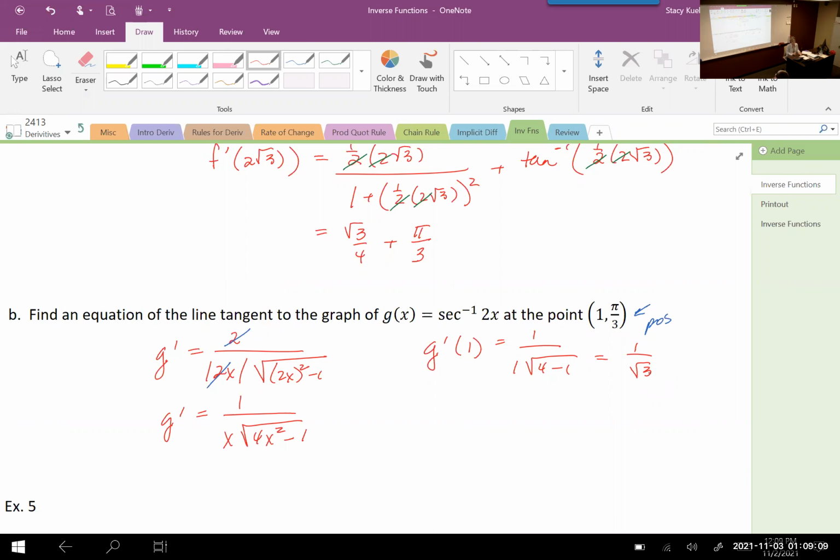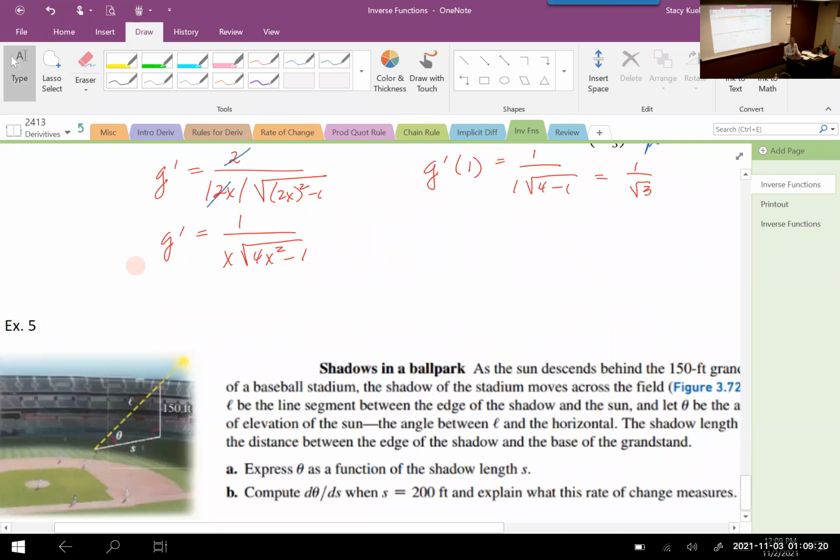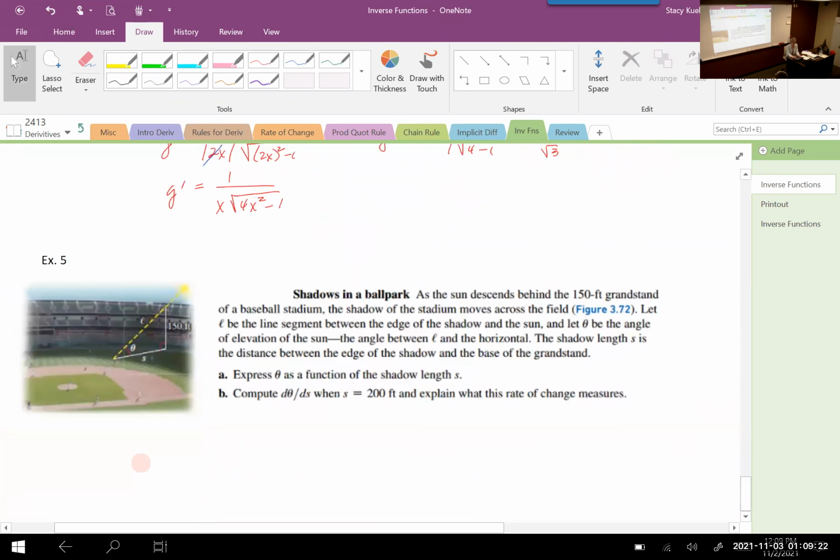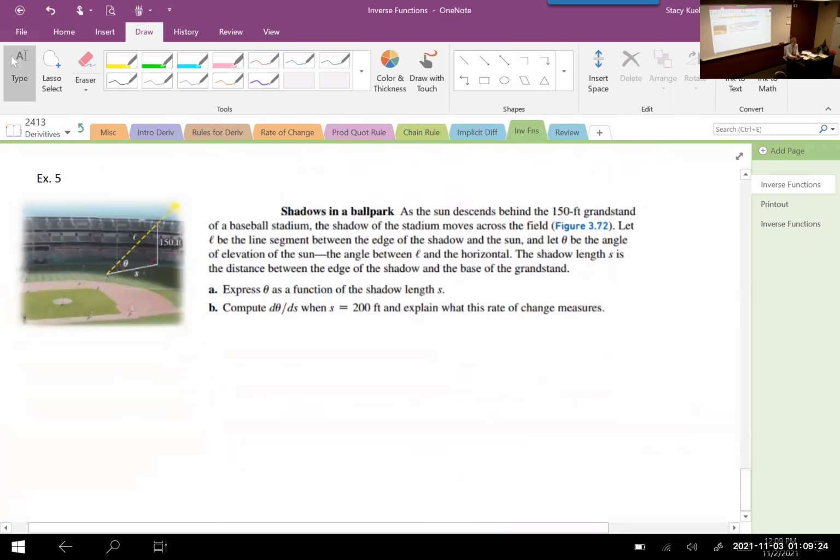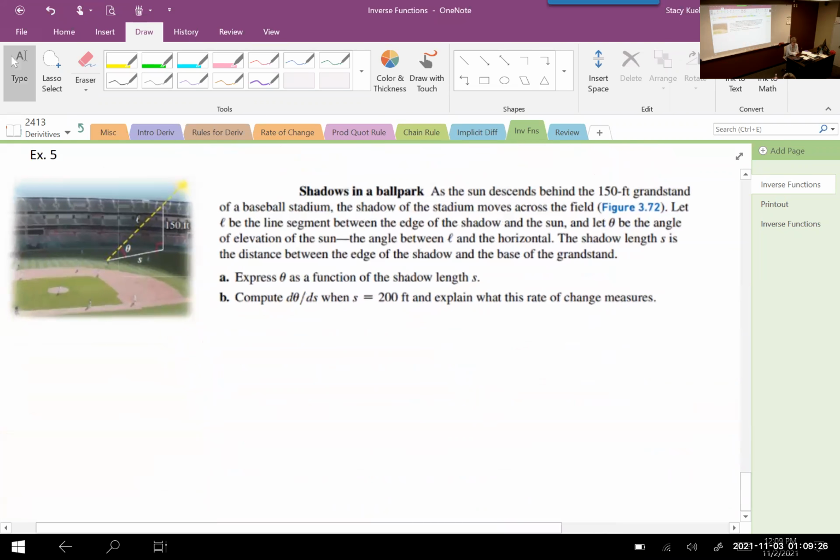Okay? And if I asked you to create the equation of the line, you would plug in the next part of it, y minus y1, and so on, right? Okay, the last problem I want to look at is this problem right here.